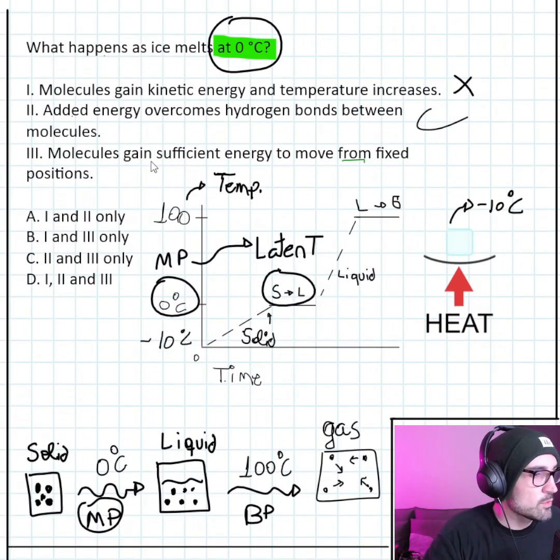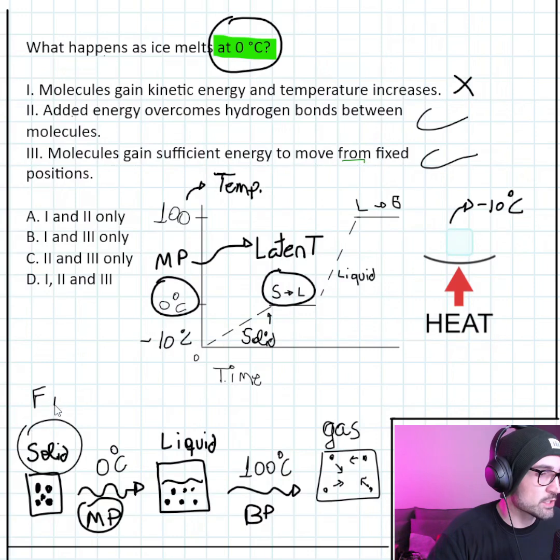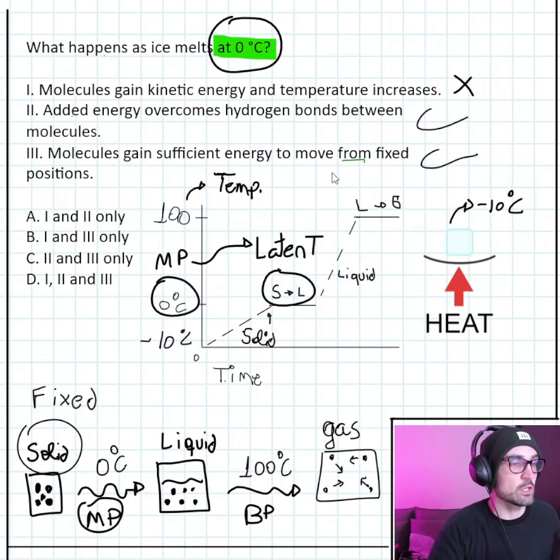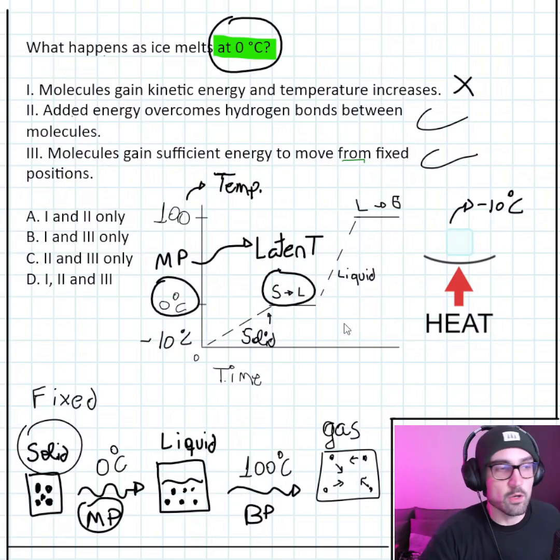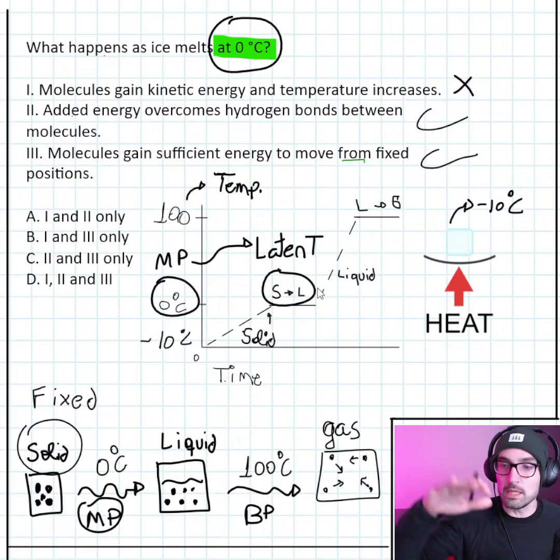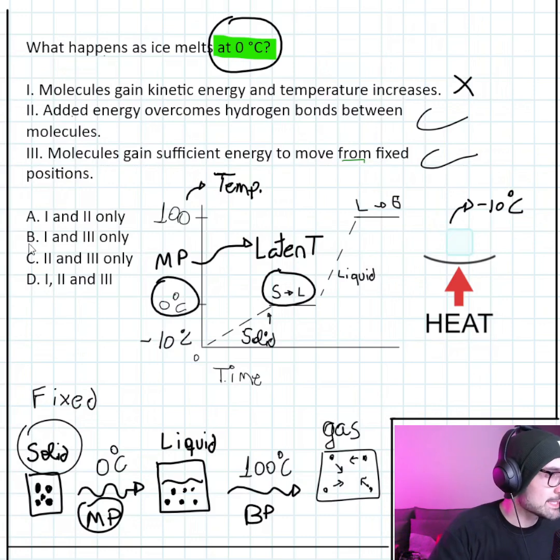3, molecules gain sufficient energy to move from fixed positions. That is also true. The solid state is known for having fixed positions. The molecules vibrate in fixed positions very close to each other. And then in the liquid, they're a little bit further apart and they don't have fixed positions. That's why liquids can flow. So the right one is alternative C, 2 and 3 only.